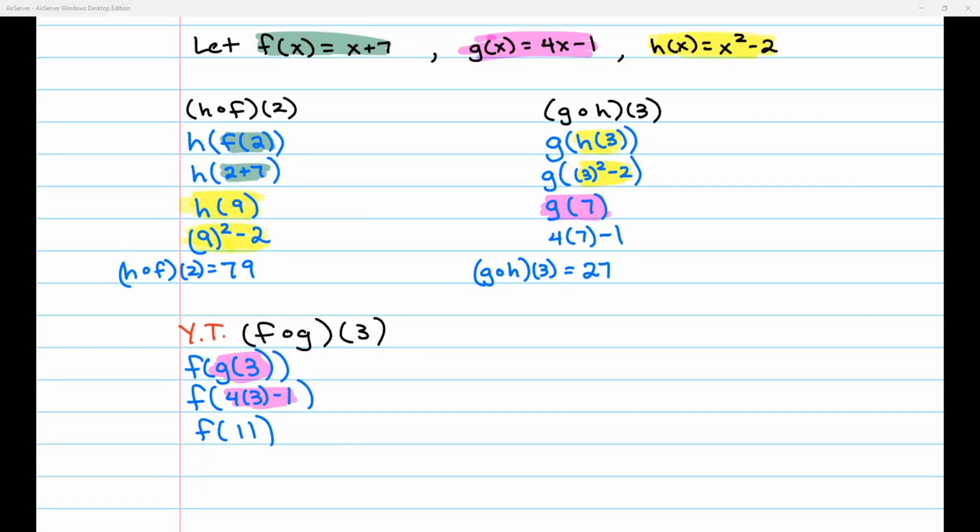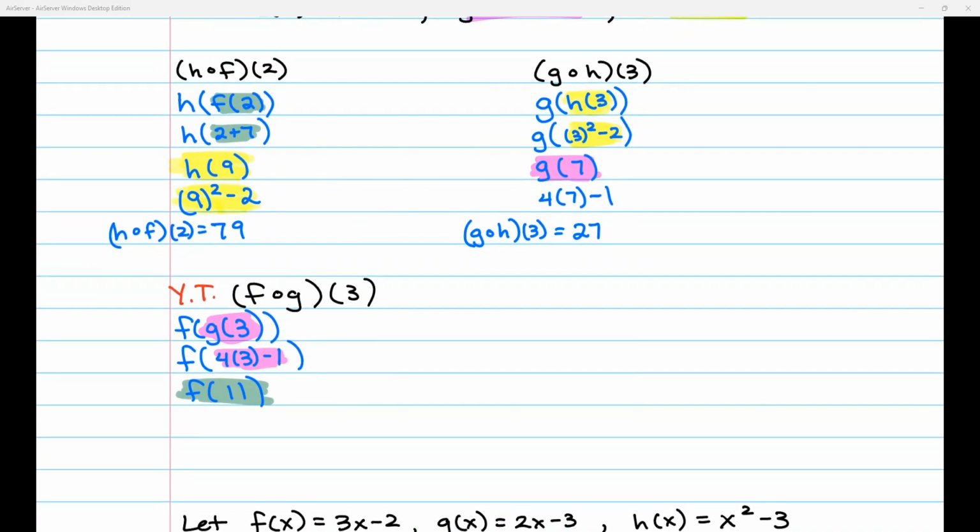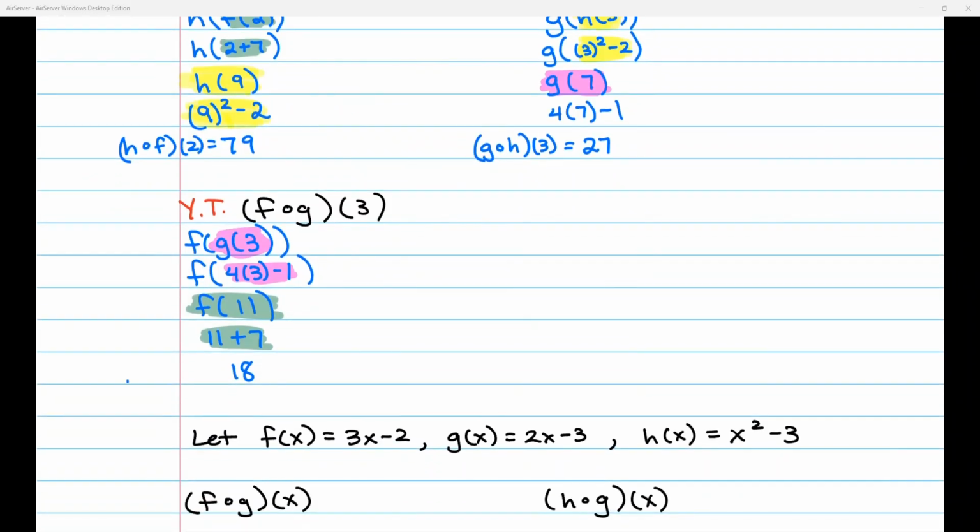Now, the F function, that's my green function. And that says take 11 and plug it into my green function. Well, that would be 11 plus 7 if I plugged it into my green function. And then 11 plus 7 is just 18. So this is telling me that if I take F after G of 3, then the answer I get is 18. All right, so hopefully you get a good idea of what it means to have composition of functions.